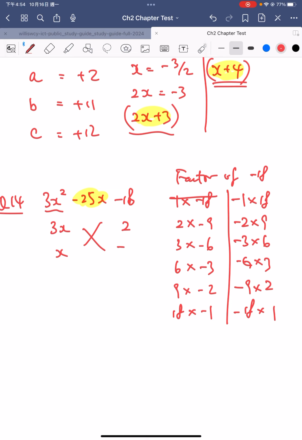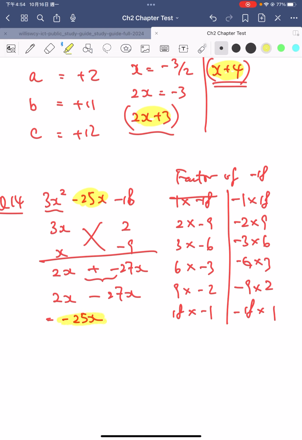We have the 2 and the negative 9. So we multiply 3 times the negative 9, and we get negative 27x. Then x times the 2 will give you 2x. Then you add them together. The plus and negative we change to negative, so we have 2x minus 27x. This will give you negative 25x. In this case, the negative 25x is the same as the middle negative 25x. So our answer is going to be 3x plus 2 times x minus 9. Write it down: 3x plus 2 times x minus 9.